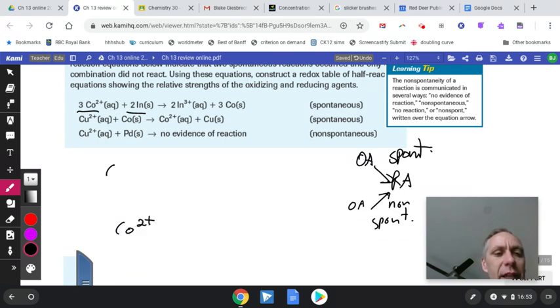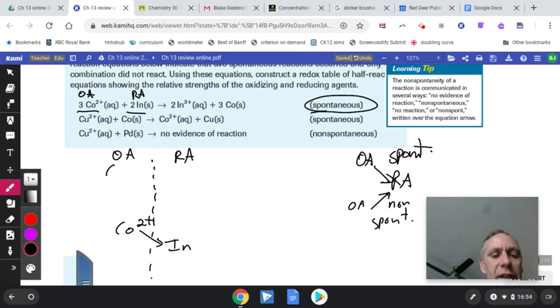Okay, it spontaneously reacts with indium. Tells us that it's spontaneous. So that means the cobalt 2 plus must be sitting above the indium as a reducing agent. Just do my dashed lines here. We'll have reducing agents, oxidizing agents. Okay, so cobalt 2 plus must sit above indium in order to have a spontaneous reaction.